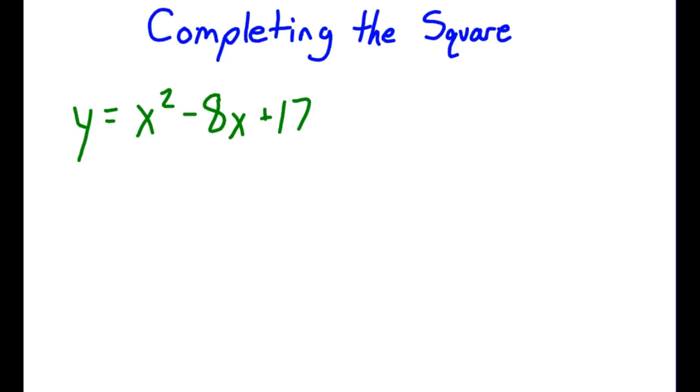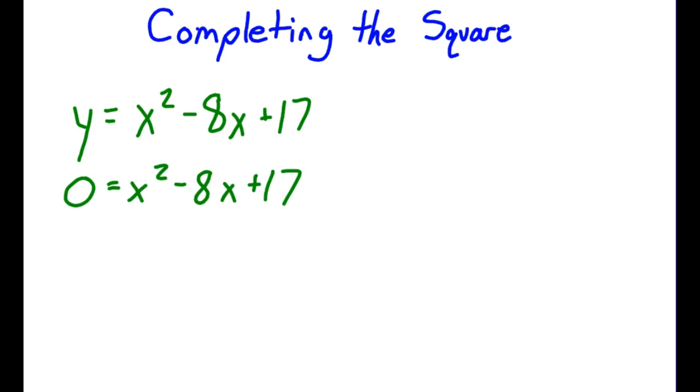Now we're going to go through a couple of examples of using the process of completing the square to solve a quadratic equation. So if we have y equals x squared minus 8x plus 17, first step to solving this, replace the y with the 0. So we have 0 equals x squared minus 8x plus 17.